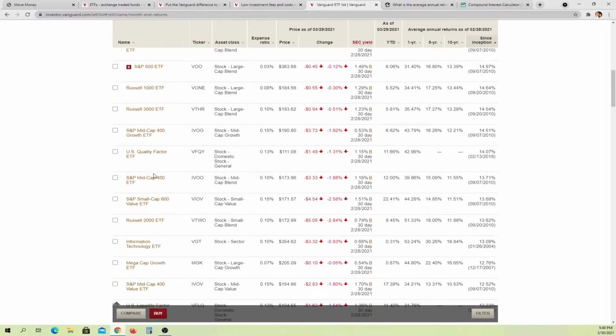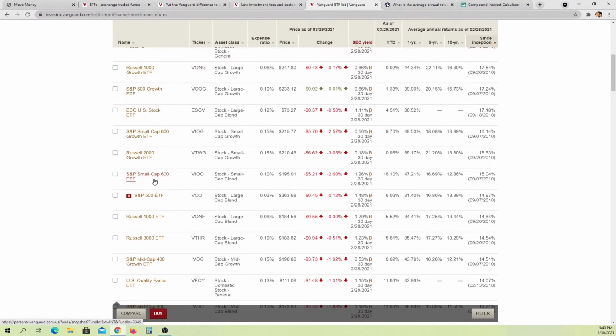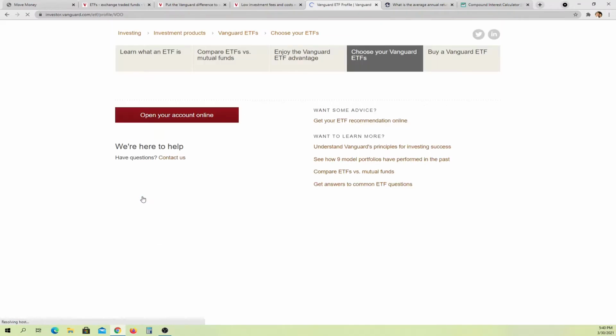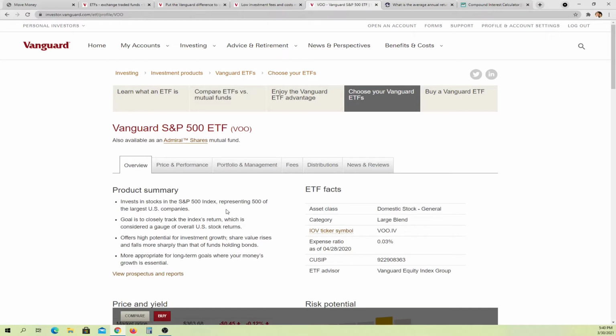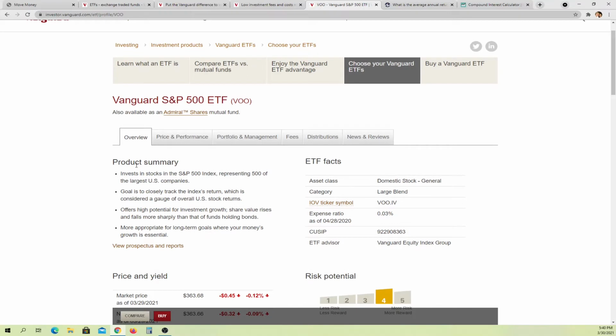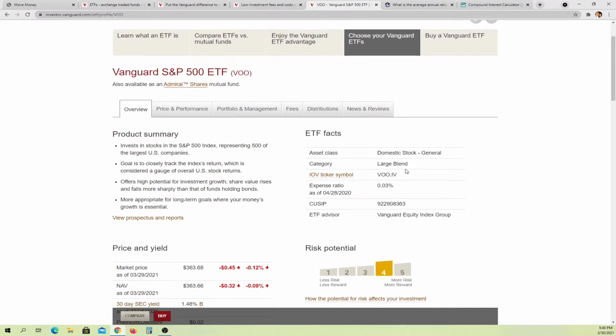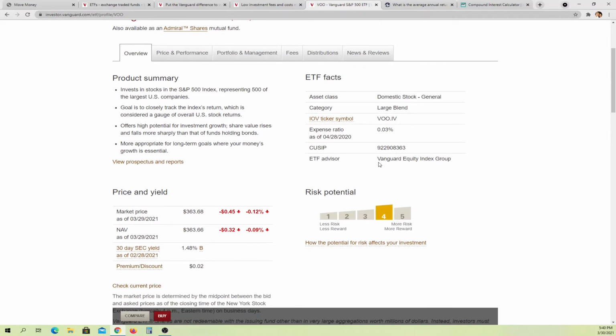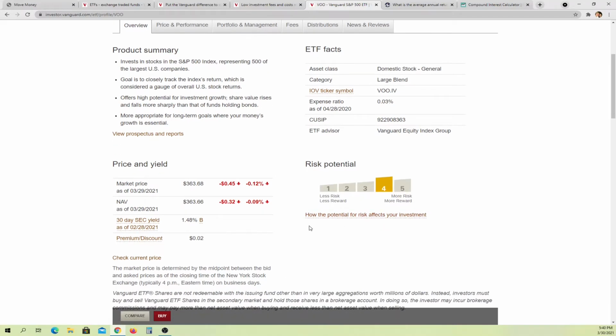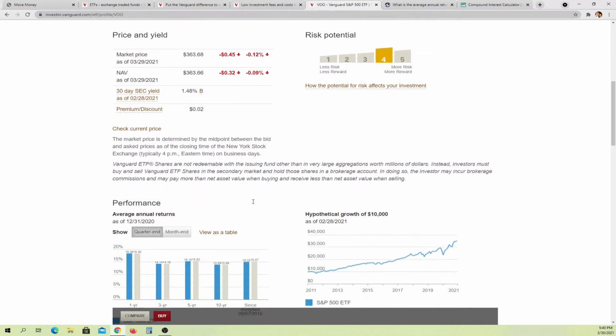And you can click on any one of these while you're doing research and do all this research inside the Vanguard website. So we're going to click on the S&P 500. And all the information about this one fund, the ticker symbol is VOO. And you can read all the stuff here about the product summary, asset class, category. This is a large blend. This is all the largest companies in America. There's about 500 different companies in this one fund that you would be buying at one time.